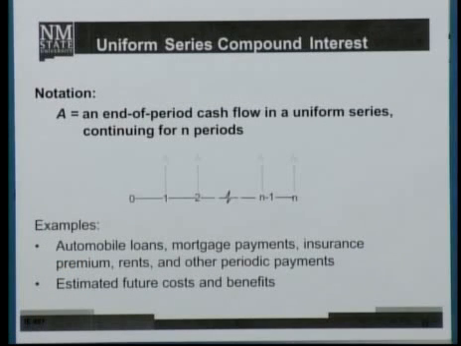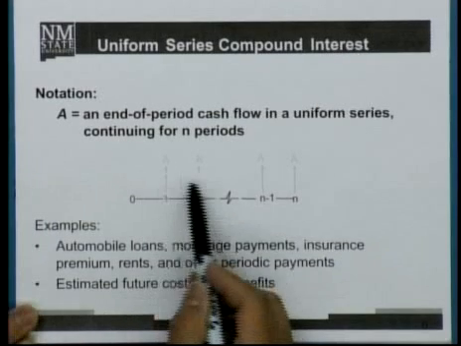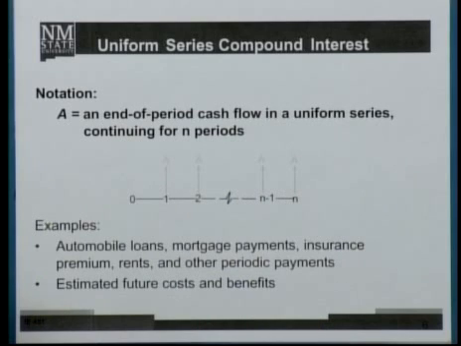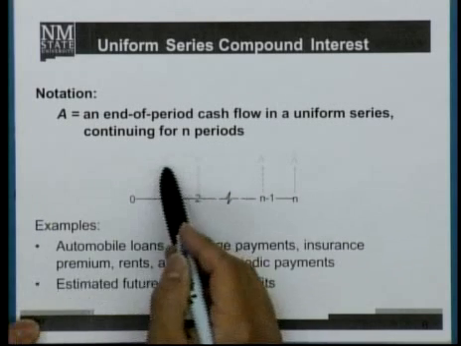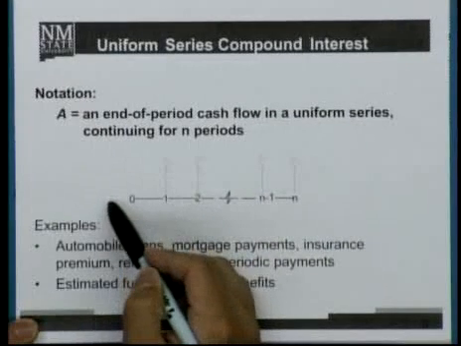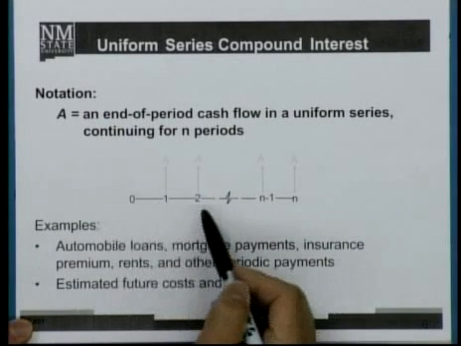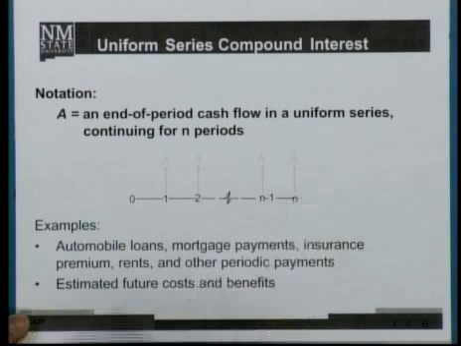Okay, so a uniform series is identical to n single payments like this, n different single payments where each single payment is the same, same height, right? And there is one payment at the end of each period. Usually automobile loans, house mortgage payments, insurance premiums, and many other loans are based on a uniform series.